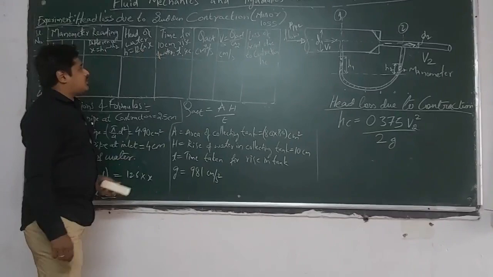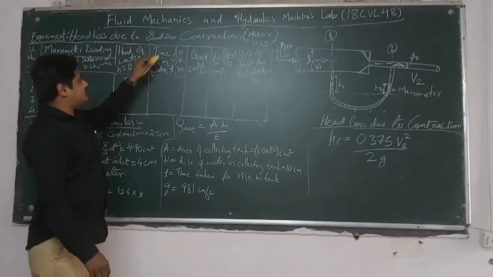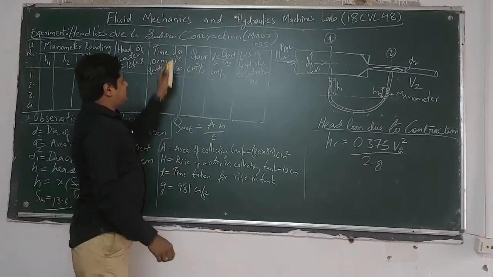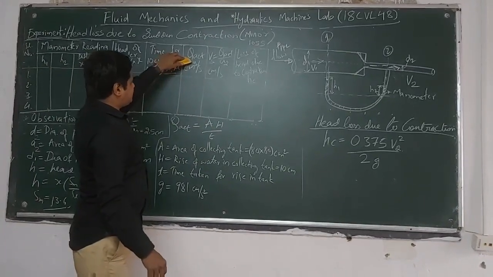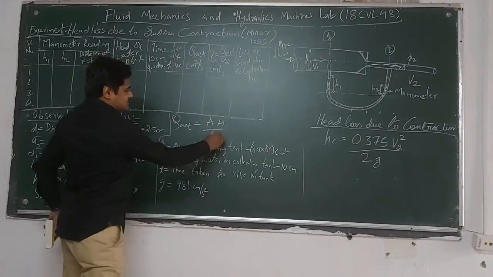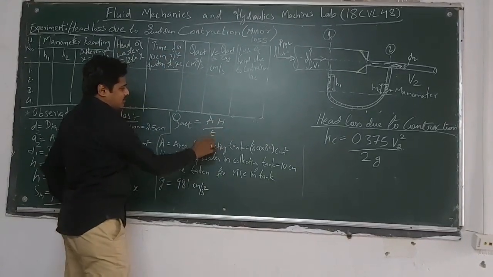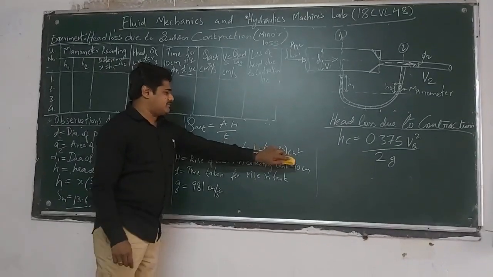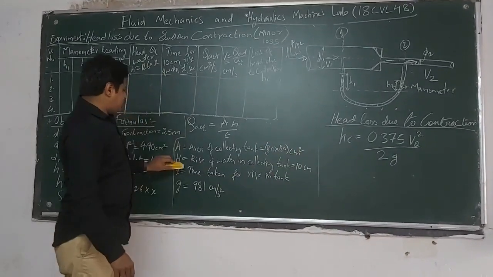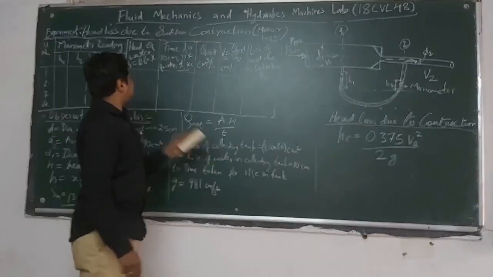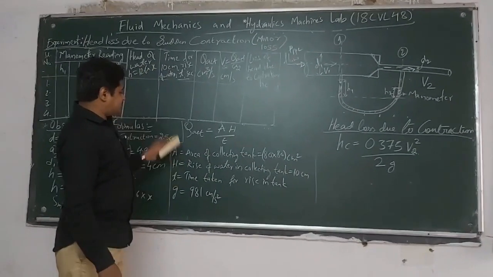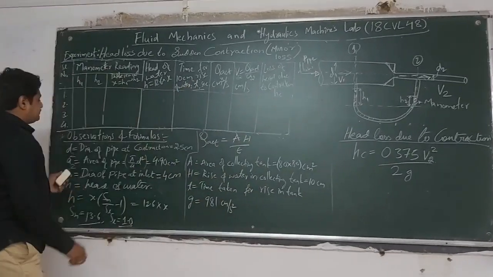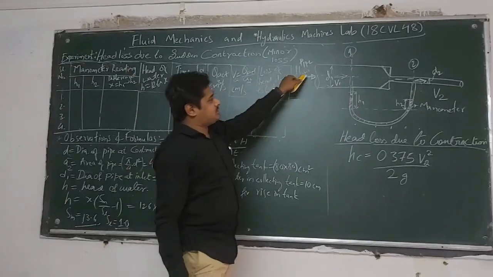Here, for the 10 cm rise of water in the water tank, how much time it requires is taken as T seconds. Then next we will be finding out Q actual. Q actual is found by the formula Q actual is equal to A into H by small t, where A is the area of the collecting tank, it is 80 into 80 which gives you 6400, and capital H is the rise of water in the collecting tank, that is 10 centimeters, and T is the time taken for the rise of the tank.